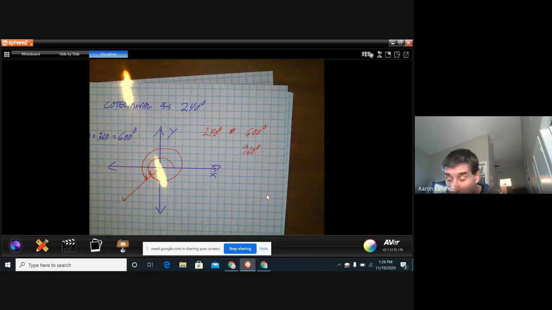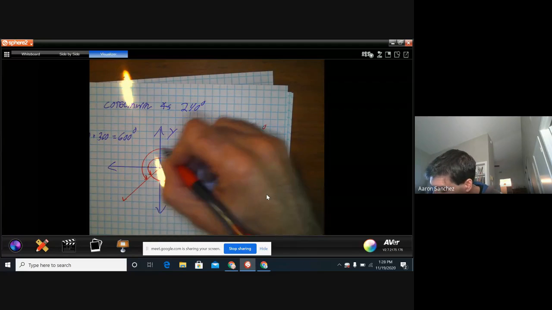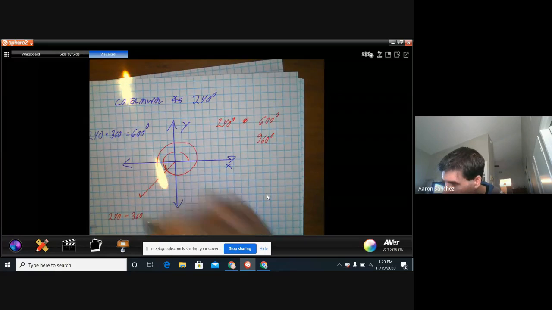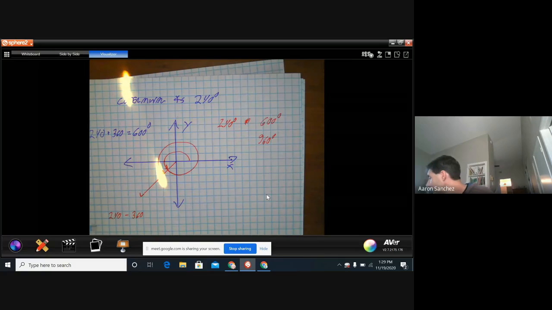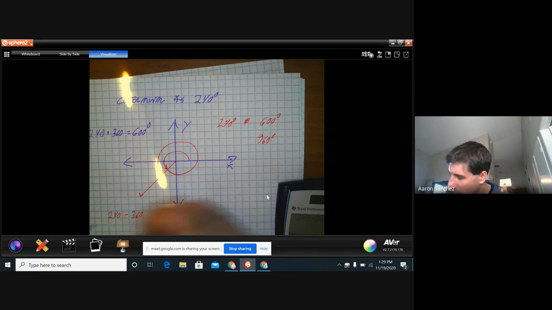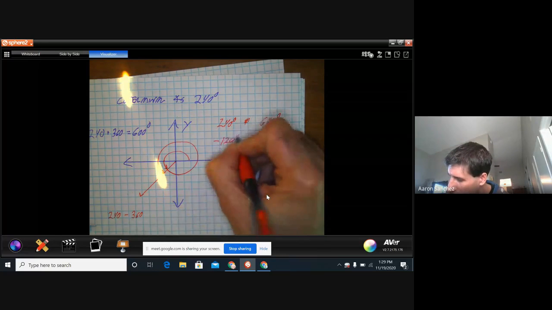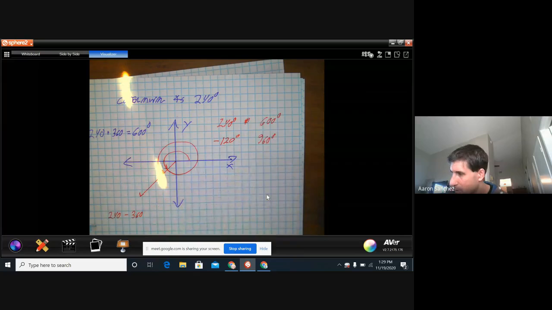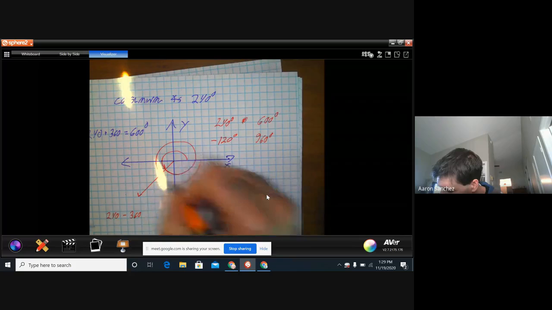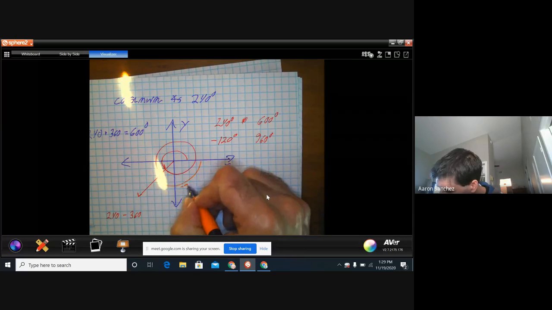And we can spin backwards from here and go 240 minus 360. Where's my calculator? 240 minus 360 is negative 120. So another coterminal angle is negative 120 degrees. That's if we went backwards. Negative 120 is if I start here and I go this way. Okay, so those are coterminal angles.